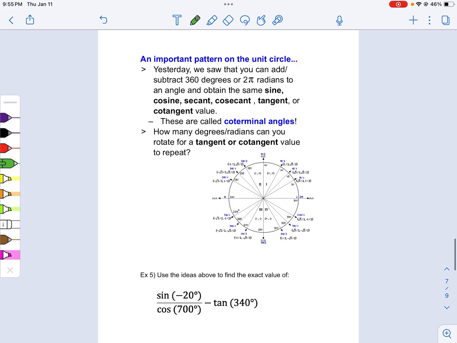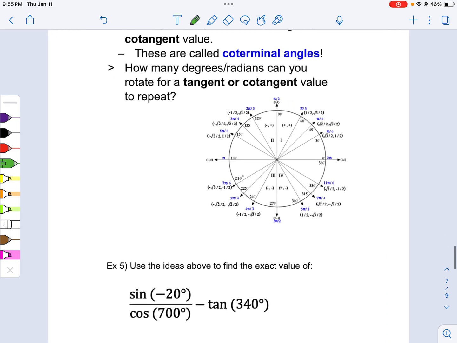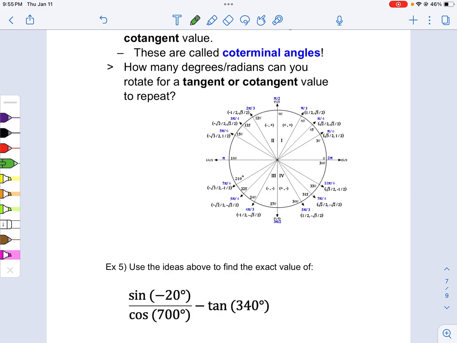All right, so yesterday we talked about the unit circle, just like we did up above. You can add or subtract 360 to find a coterminal angle, or you can add or subtract 2 pi if it's in radians to find another coterminal angle that would have the same sine, cosine, secant, cosecant, tangent, and cotangent values. All right, so one of the things that we're going to look at is with tangent. How many degrees can we rotate for tangent to repeat?